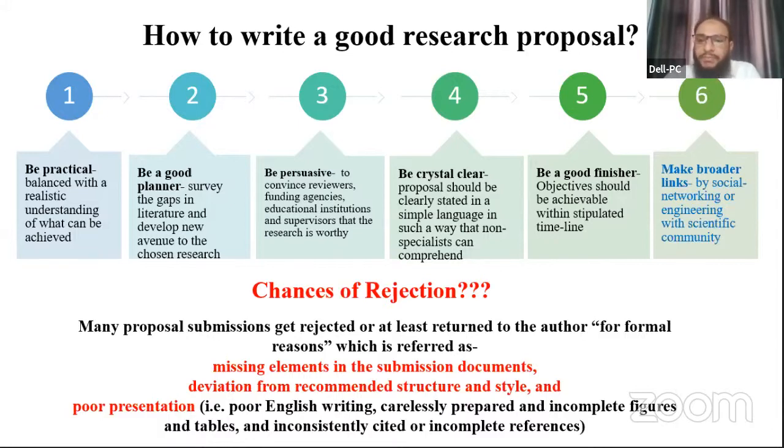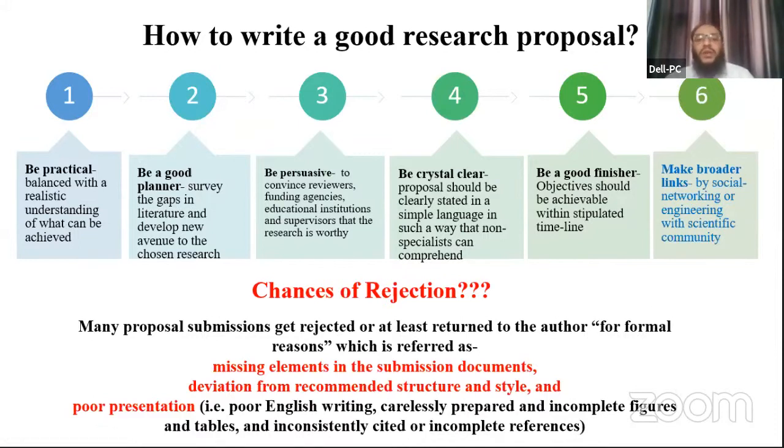Be a good finisher. This property should also be incarnated in our personality. It means the objectives which I mention in my proposal should be achieved within a stipulated timeline. And the sixth property, which is not strictly necessary, is to make broader links through social networking with the scientific community or scientists, to discuss your ideas or borrow their ideas for your own research. So developing a networking capability is also important for a budding researcher.